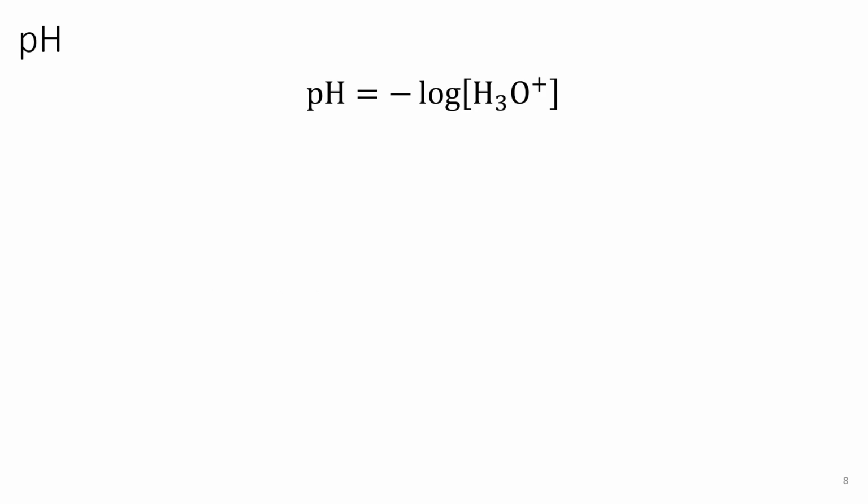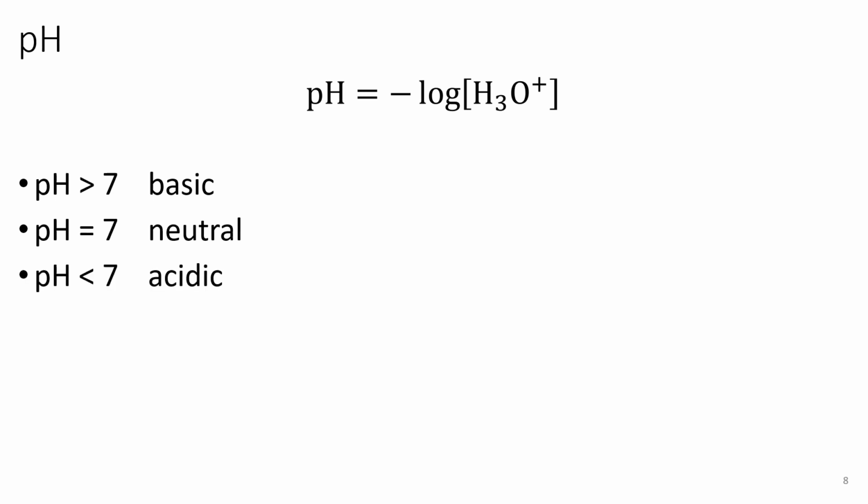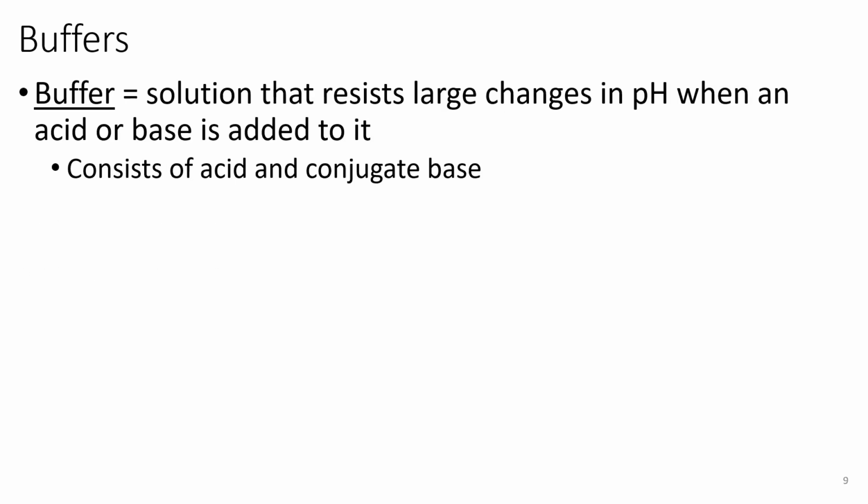Let's quickly review pH. Remember, pH is equal to the negative log of the hydronium ion concentration. Anything that has a pH greater than 7 will be basic. Anything that has a pH equal to 7 will be neutral. And anything that has a pH less than 7 we consider to be acidic. So we talk a lot about acid-base chemistry and defining the types of solutions that we need based on these pH values. One of the other things I want to quickly review is going to be that of buffers.